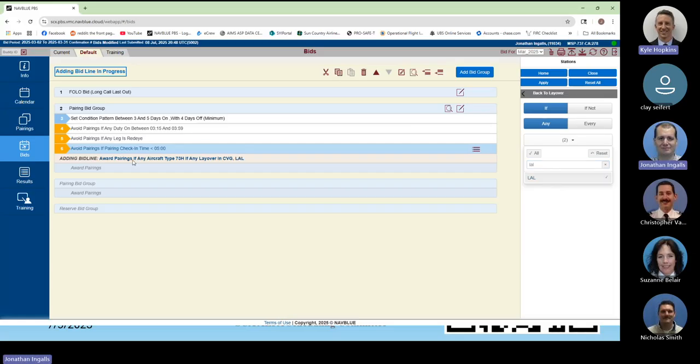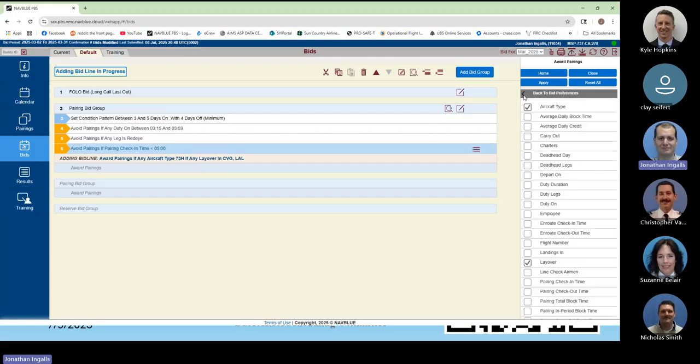You can see it's adding a bid line in progress. Award pairings if aircraft type is a freighter, if there's layovers in CVG, Cincinnati or Lakeland. I'm going back.